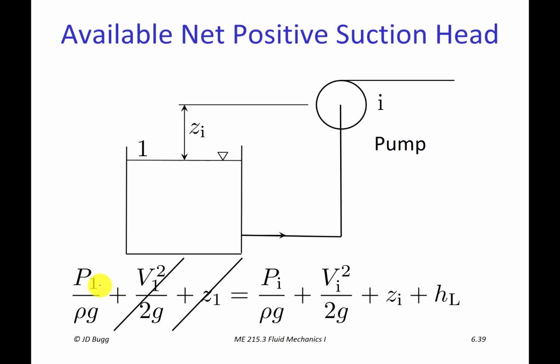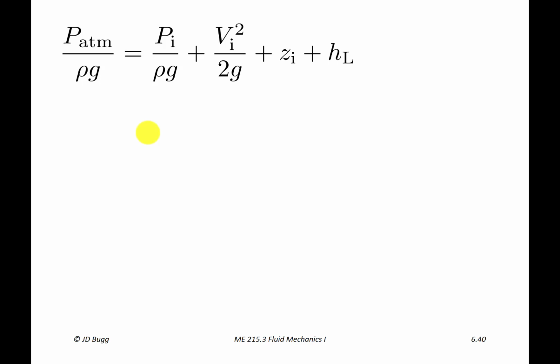Now usually at this point we would also cross off this term by saying that P1 is 0 gauge. However, because we're working with cavitation here, we need to express our pressures in absolute pressures because the saturation pressure or vapor pressure will be an absolute pressure. So we need all these pressures to be in absolute. So we can't cross this off, but we will let P1 be equal to atmospheric pressure because point 1 is exposed to atmosphere. So this is what we have left.